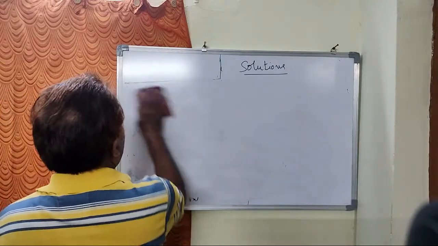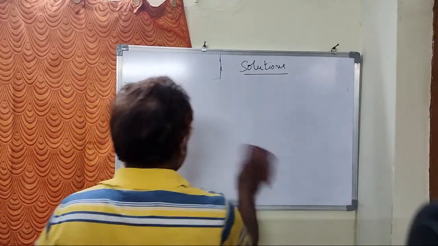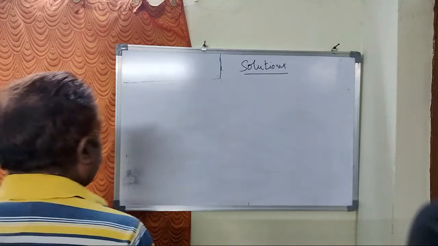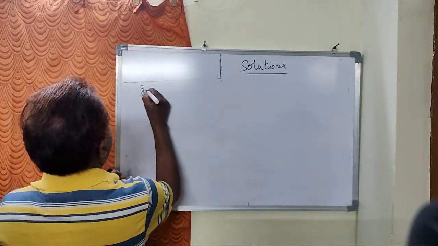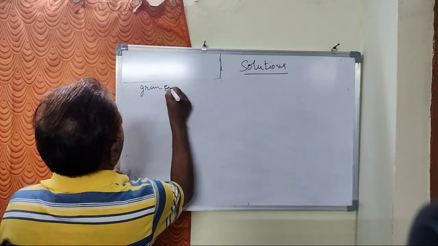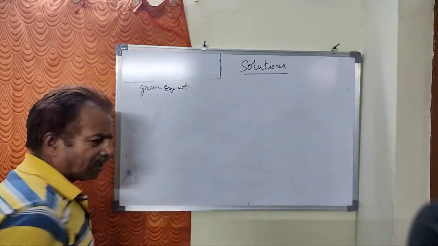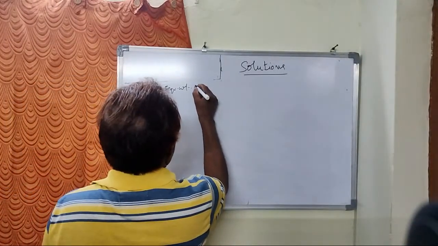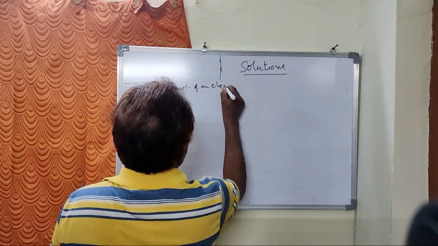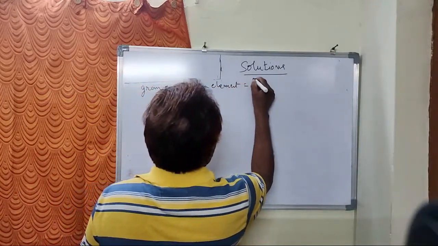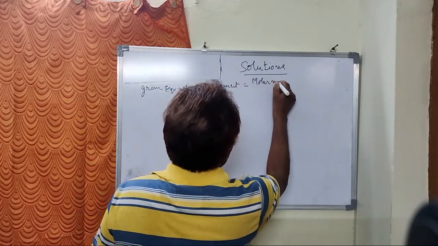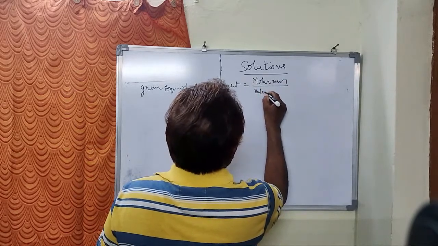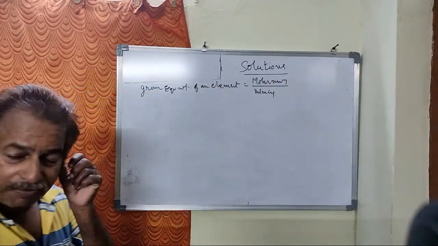Now, let us see the gram equivalent weights. How do we find the gram equivalent weight? See, this gram equivalent weight is different for different substances. Gram equivalent weight of an element equals molar mass by valency. Molar mass by valency. That is the gram equivalent weight.